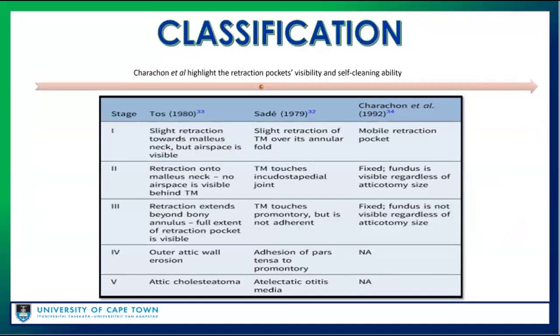Looking at the classification of retraction pockets, there are three classifications: the TOS classification for pars flaccida, the SADE classification, and the Charachon classification.